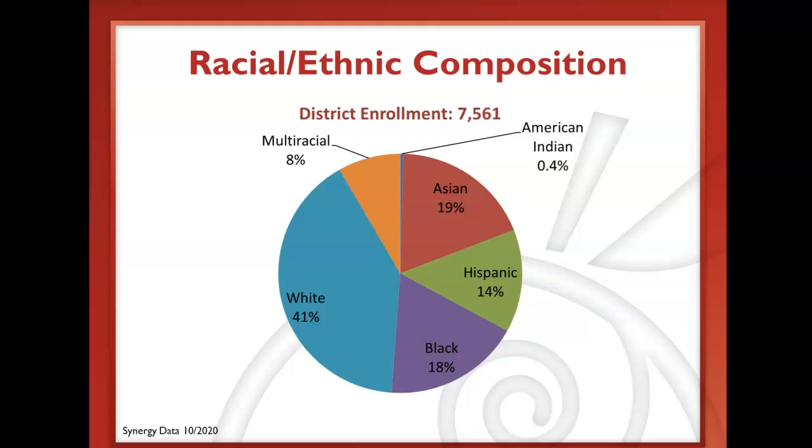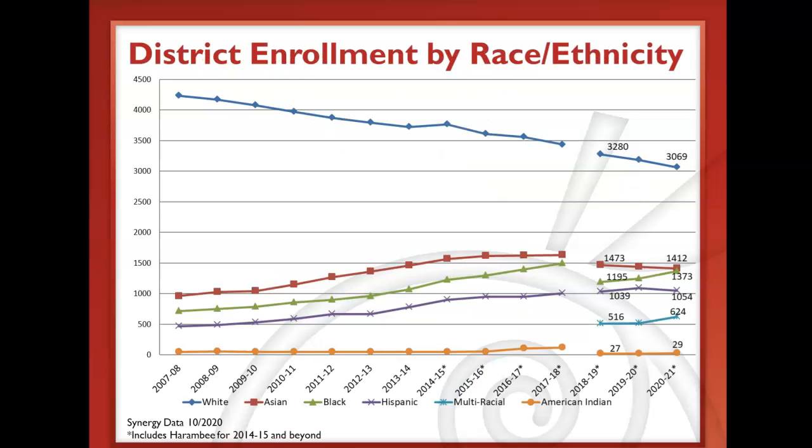For this data, students are only included once for their primary racial identity. And again, this is for our K through 12 students only. It doesn't include our pre-K students.